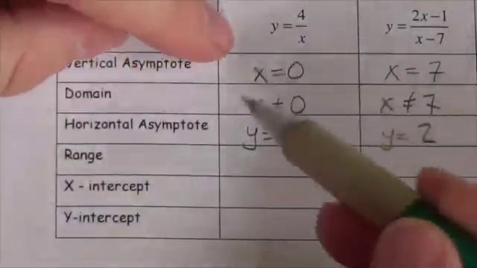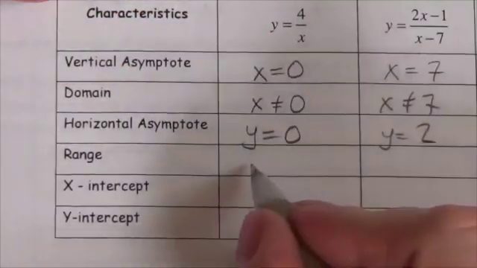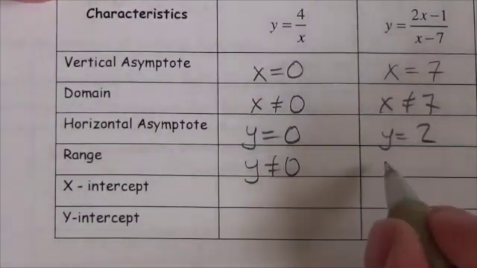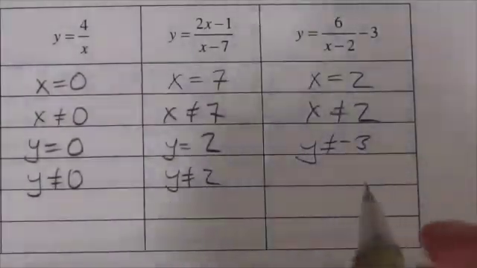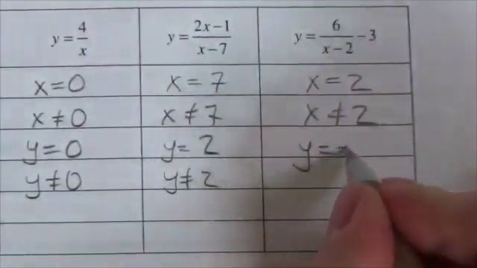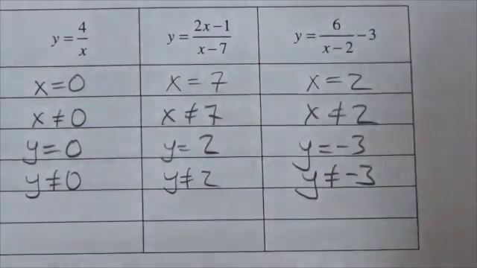In almost exactly the same way that these two are related, the vertical asymptote and the domain are going to be the same here, and the horizontal asymptote and the range are going to be the same here. So y cannot equal 0, y cannot equal 2, and then over here, y is equal to negative 3, and then down here the range will be y can't equal negative 3.